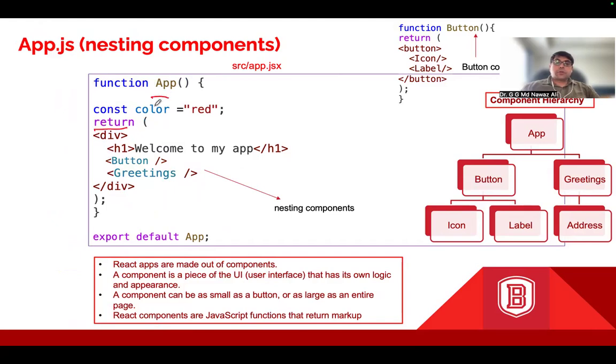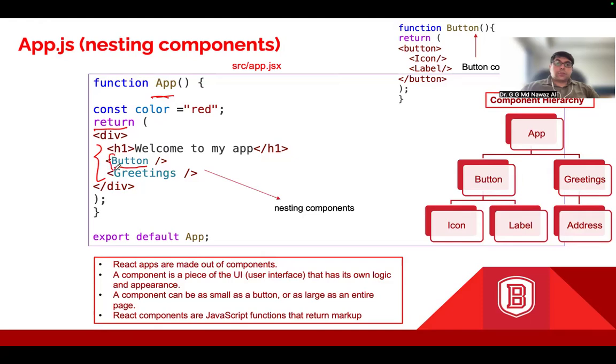And then a component is basically returning something so that you can render, right? Now components can also be nested in other components. For example, here we have the app component, and inside the app component you have the button. You see that this is another component.